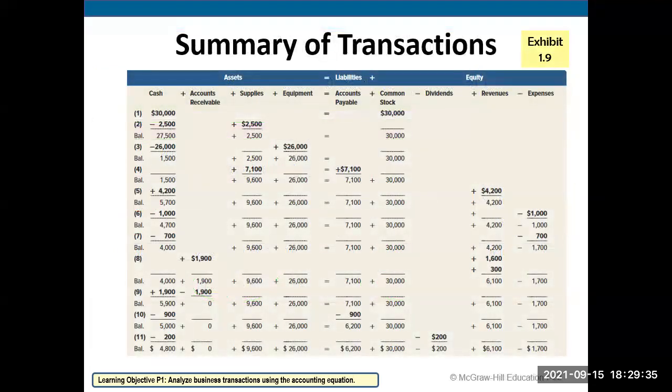So here's a summary of all of our transactions that we just went through. It was a lot. We went through 11 transactions. You can see how the balances of each account change. And at the very bottom where it says BAL, that's the ending balance. And so we'll see that after all of those transactions, still our assets will equal our liabilities plus our equity.